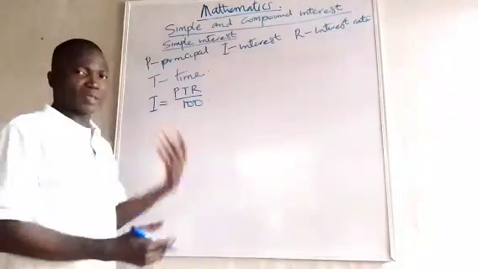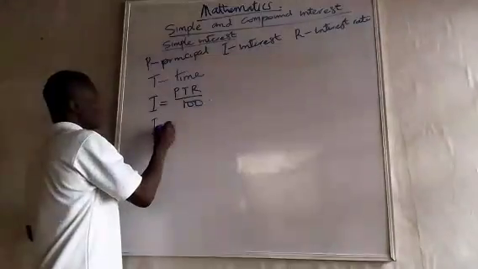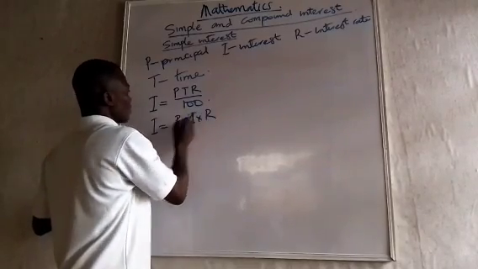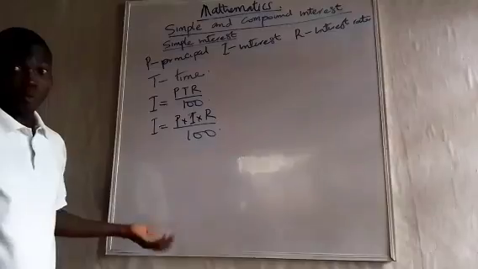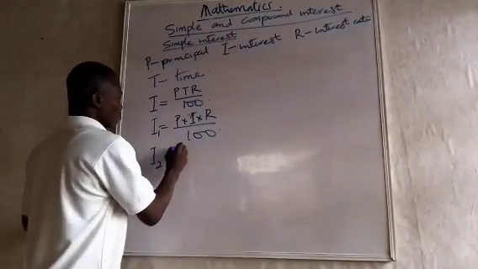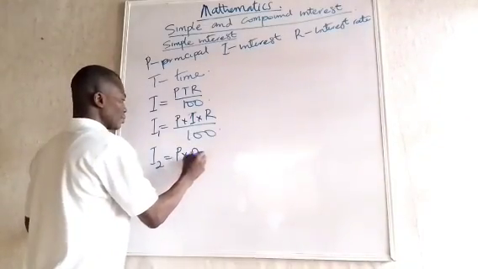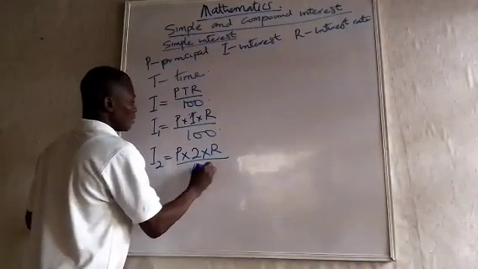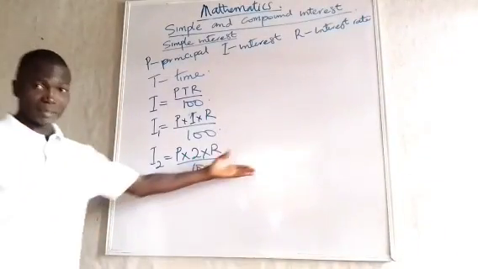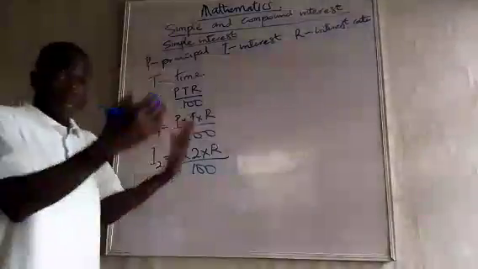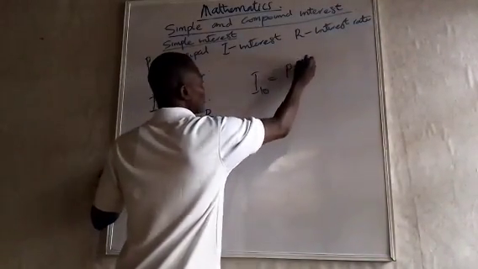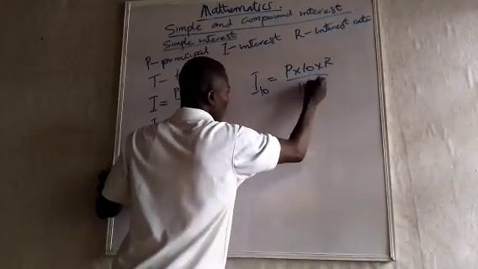So if you are calculating for the first year, it will just be I equals principal times 1 times rate over 100. That is just for 1 year. If it is for 2 years, principal times 2 times rate over 100. And in another situation, you don't calculate it in this simple way. That's why we call it simple interest. So even if it's after 10 years, principal times 10 times rate over 100.